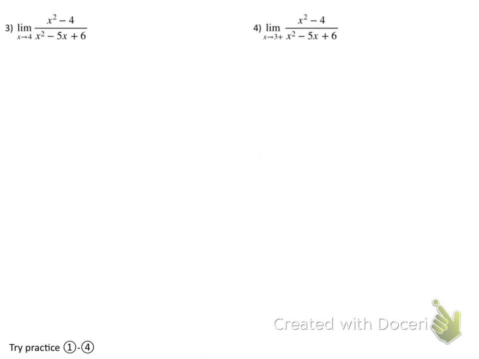Keep going. This time I'm making x approach 4. When x approaches 4, the numerator is 4 squared minus 4, 16 minus 4, 12. The denominator is 4 squared, 16, minus 5 times 4, 20, plus 6. So none of them are 0, which means you cannot use L'Hopital's rule.